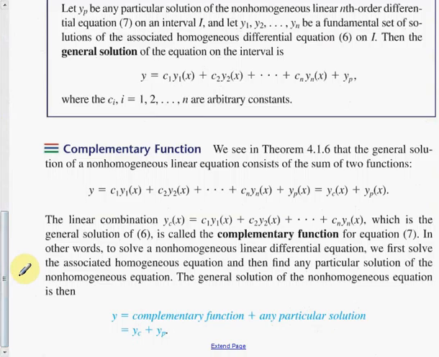Okay. The solution, the general solution. Let me pull this up.